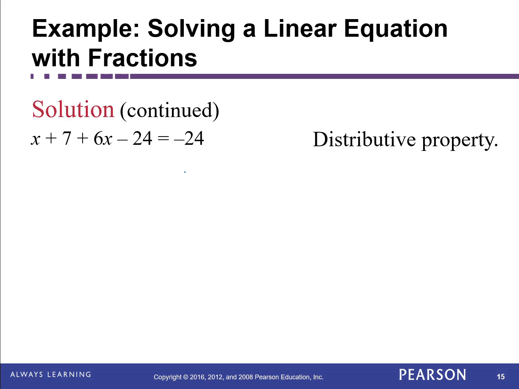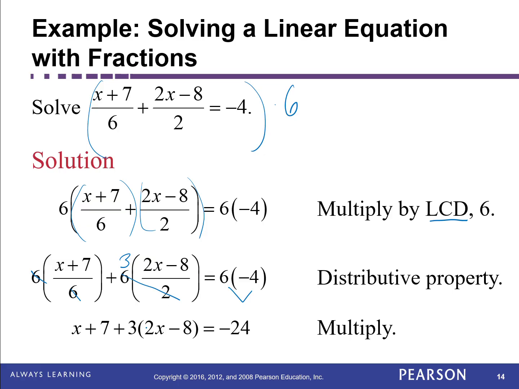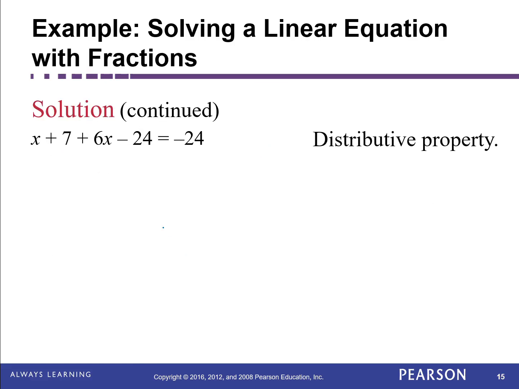Now, we get to continue on. We're going to use the distributive property here. So the 3 is going to distribute to the 2x, and the 3 is going to distribute to the negative 8. And that's where we're going to get our 6x minus 24. So that's where that piece came from. So we have overall x plus 7 plus 6x minus 24 equals negative 24.